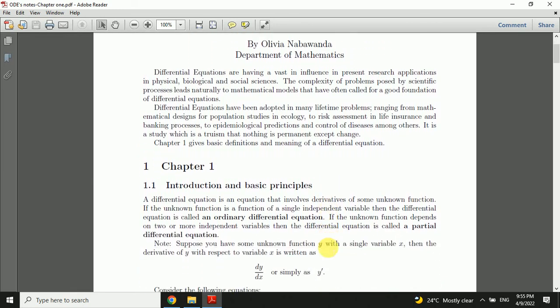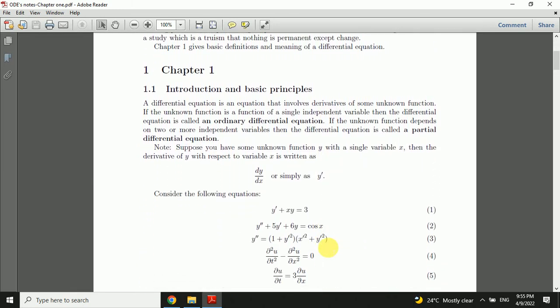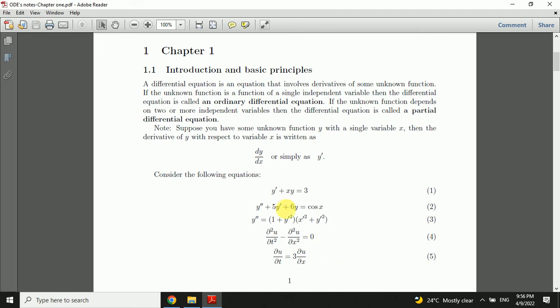So let's start now with the first chapter. In this first chapter, I'm basically going to introduce the basic principles and the key terms and definitions that we shall be using every now and then. Okay, so what is a differential equation?